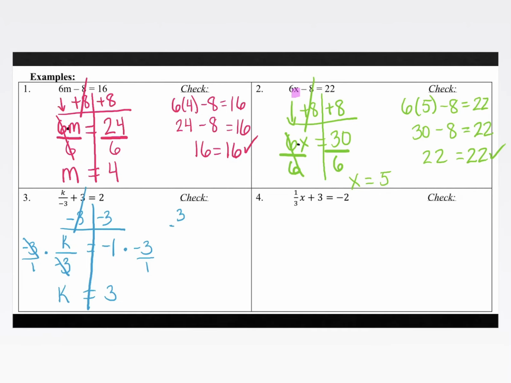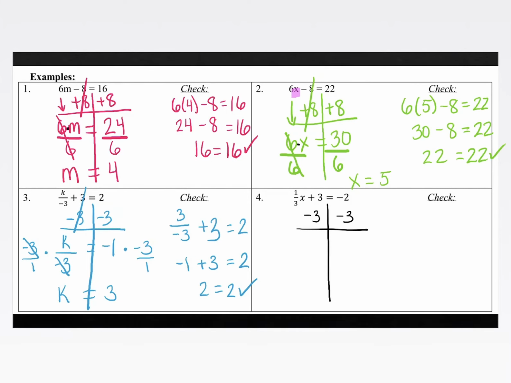3 goes in for k, divided by negative 3 plus 3 should equal 2. 3 divided by negative 3 is negative 1, plus 3 equals 2, and 2 does equal 2. So we're all set there. Okay, final problem. We can do this. 1/3 x plus 3 equals negative 2. So we're going to start by drawing our vertical line here. Again, what we see for that third wheel is that positive 3. The inverse of addition is subtraction. So we're going to subtract 3 from both sides.